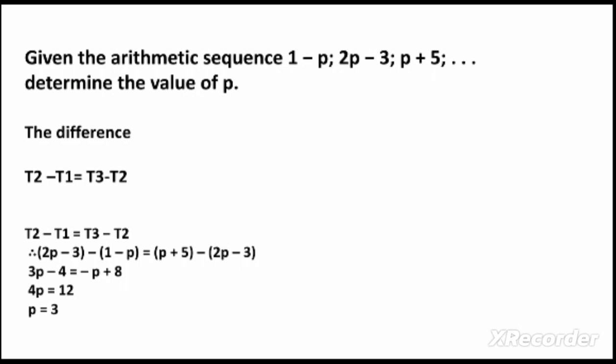So what you do, you're going to do the math, and at the end you're going to get your p, which is 3. So far you have learned 2 formulas: you've learned how to get the difference, and you've learned how to get the next 3 terms.